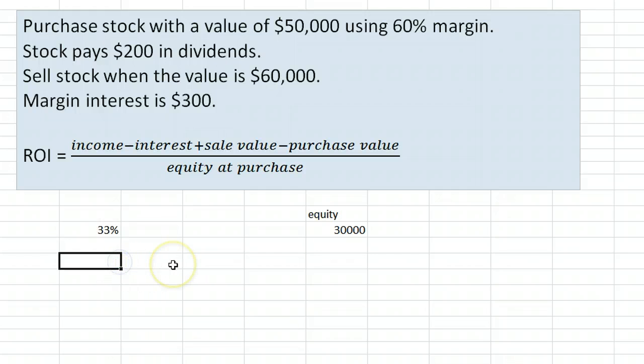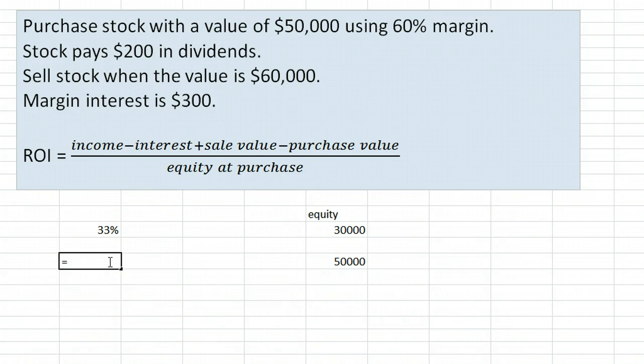That seems pretty good. One thing we can do now is compare that to what would have happened making the same transaction without the margin account. So in this case, our equity at purchase would be $50,000. We are not borrowing anything, so to purchase stock with a value of $50,000, we need $50,000.